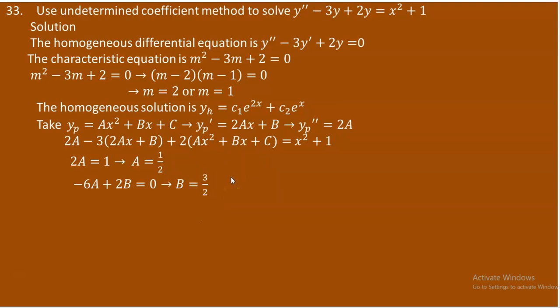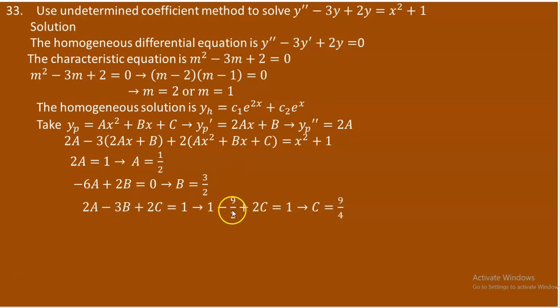Now we need to consider the constants. Here the constant is 2a. Here we can also have another constant, minus 3b. So we can take 2a plus minus 3b, and here we have 2 times c, another constant 2c. So 2a minus 3b plus 2c must add to make 1, because the constant here is 1. So here it is. But we knew what a and b are, and from this we can know what c is. Since a is 1 over 2, 2 times 1 over 2 is 1, as you see, and b is 3 over 2, so minus 3 times 3 over 2 is minus 9 over 2.